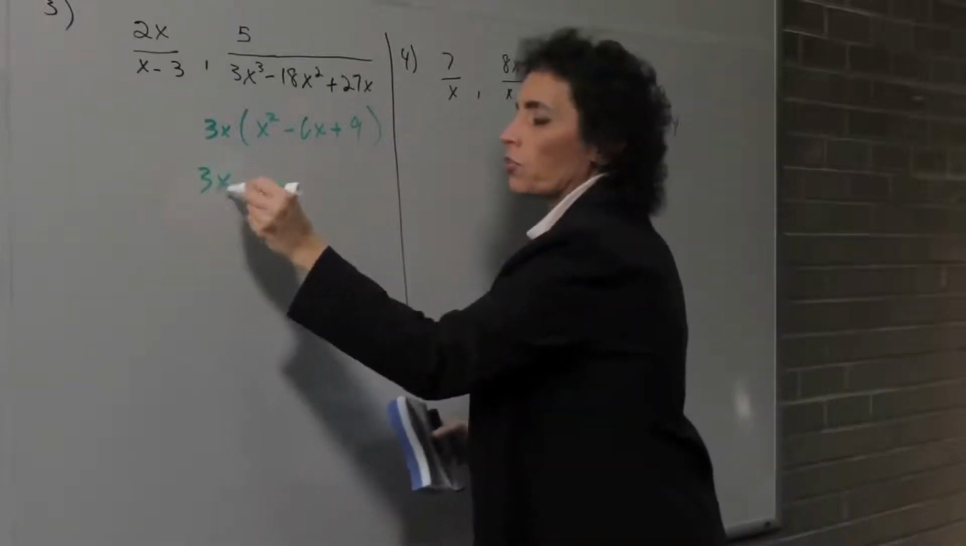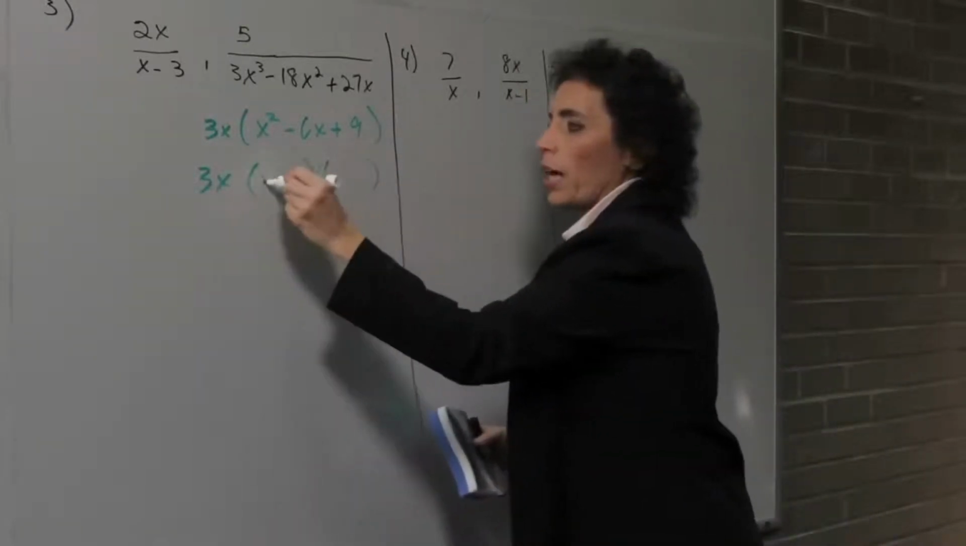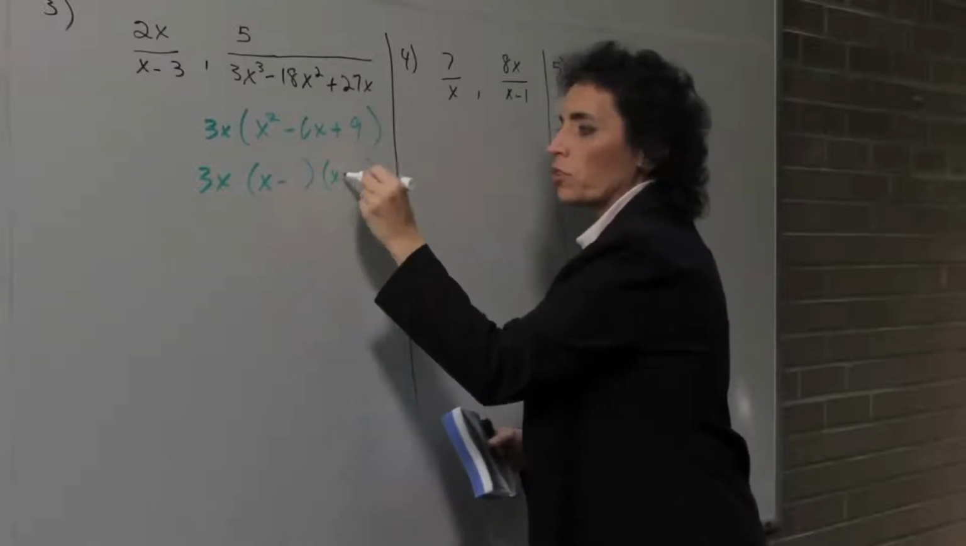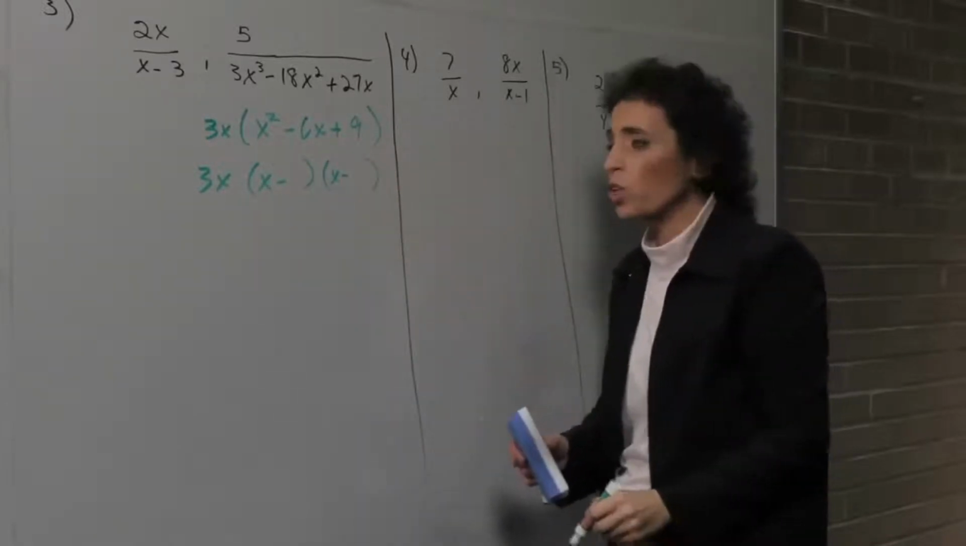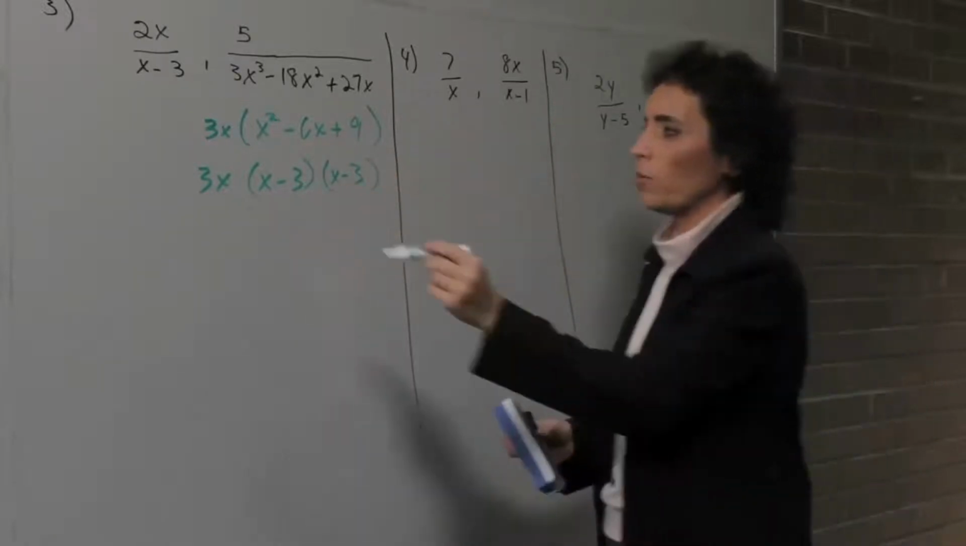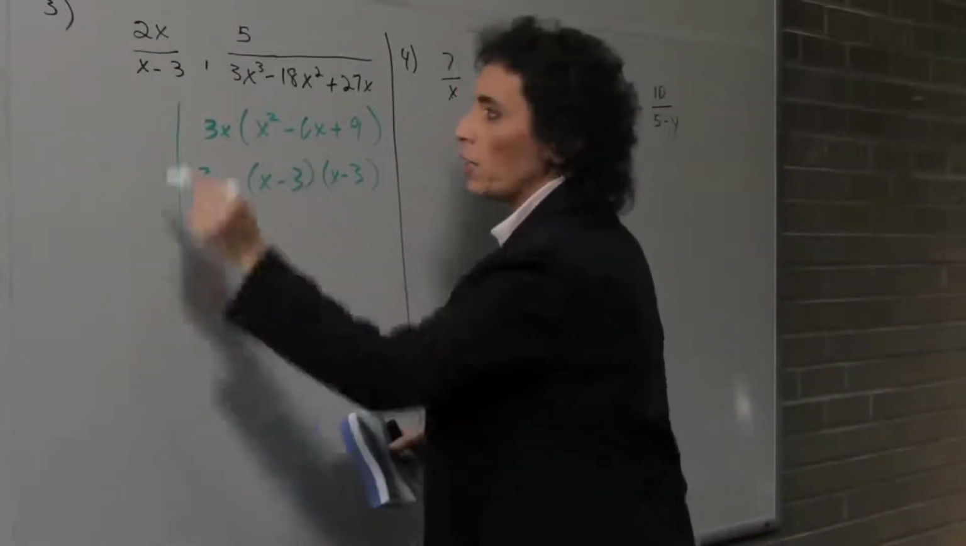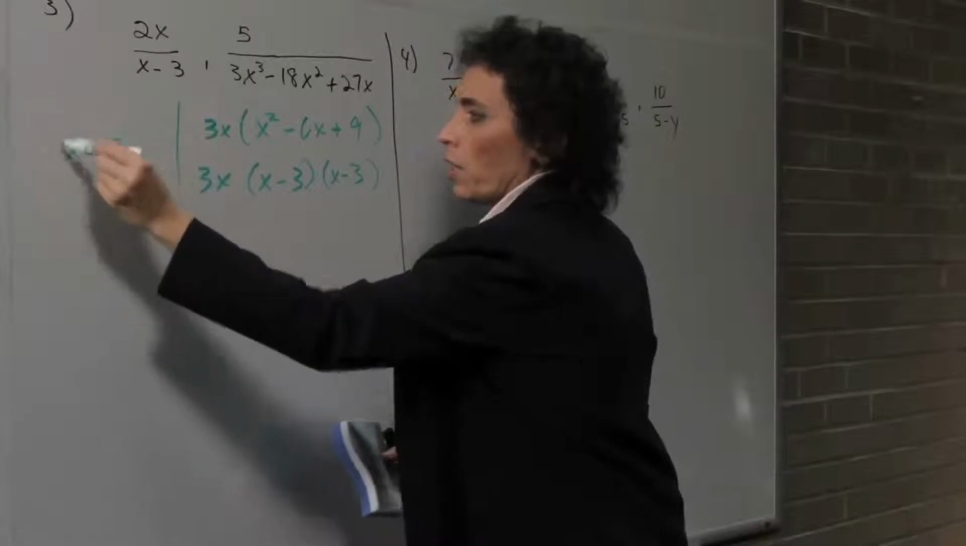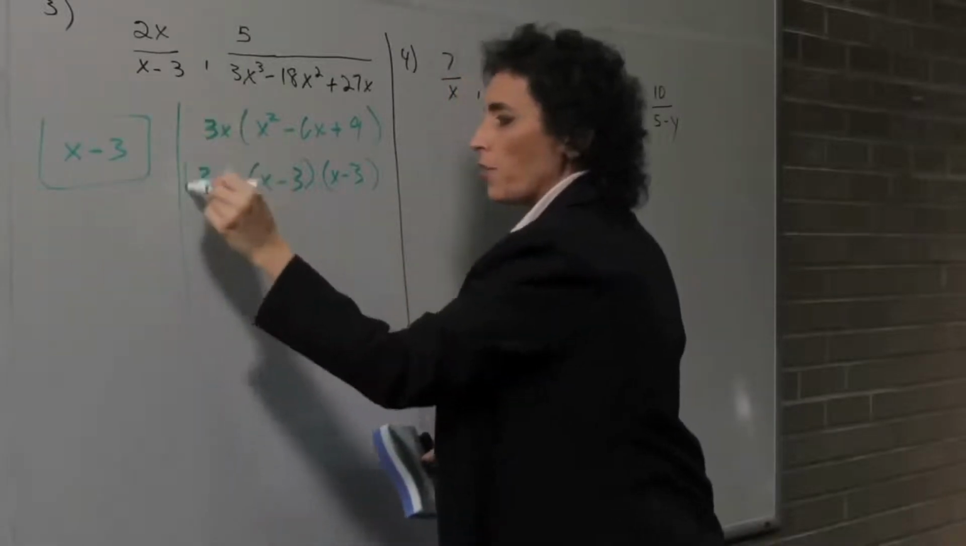That's 3x, make 2 parentheses. X squared is x and x. Signs are the same as the middle. 9 can be 3 and 3 or 9 and 1. I'm going to try 3 and 3. And that's a winner. Winner, winner, chicken dinner. Okay, here we go. Now, we're comparing that to this x minus 3. This is that denominator. This is this denominator.